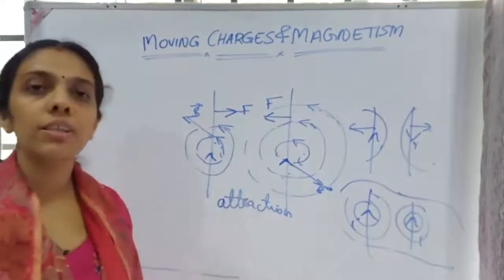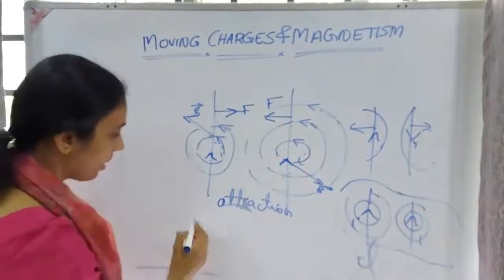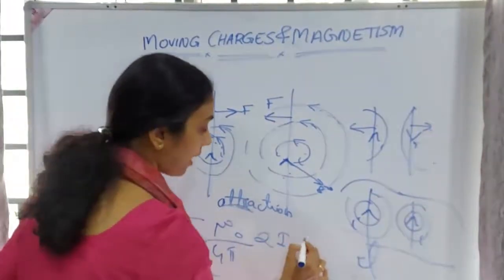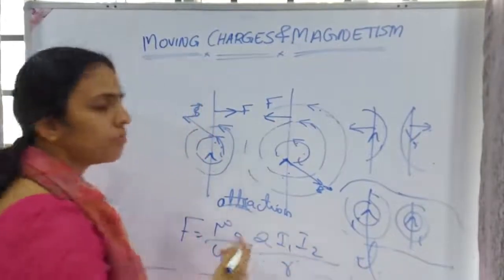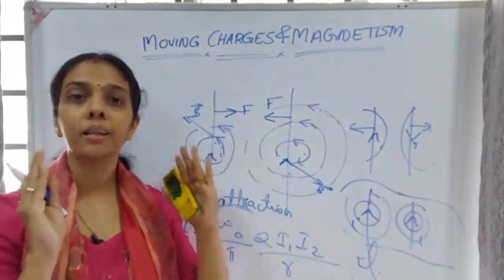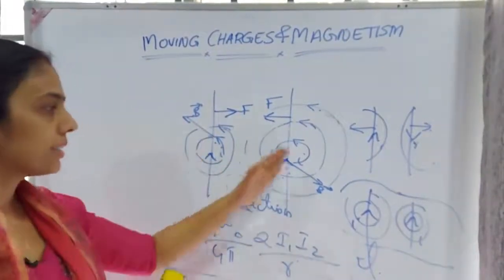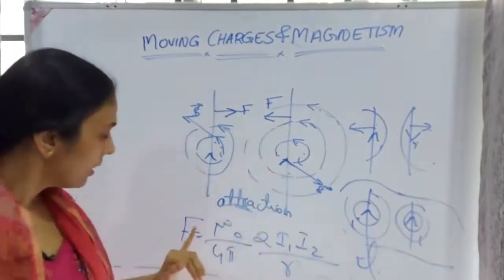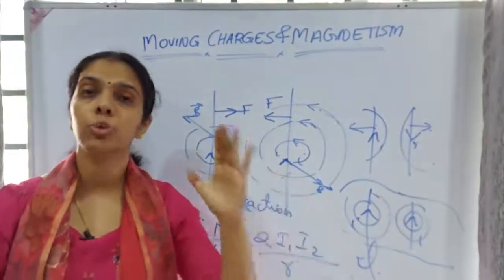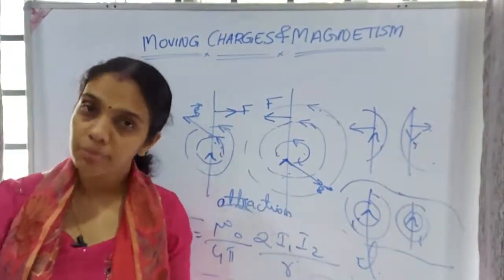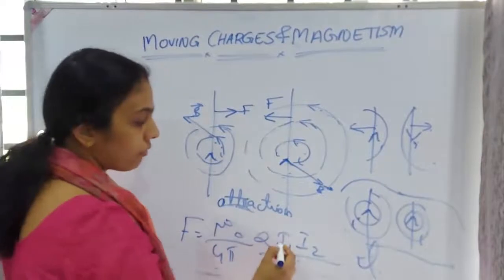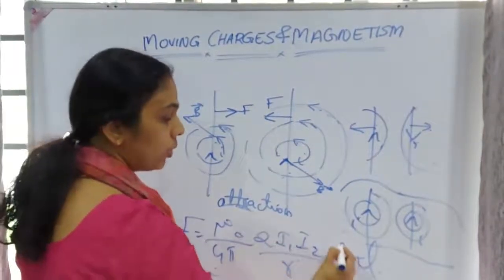Now, what is the value of the force acting on this current carrying conductor? F is equal to mu 0 by 4 pi into 2 I1 I2 by R. This is the force acting per unit length of two parallel conductors. If two parallel conductors through which currents I1 and I2 are flowing, then force per unit length will be mu 0 by 4 pi into 2 I1 I2 divided by R. So what will be the total force then? F is equal to mu 0 by 4 pi into 2 I1 I2 by R into L.